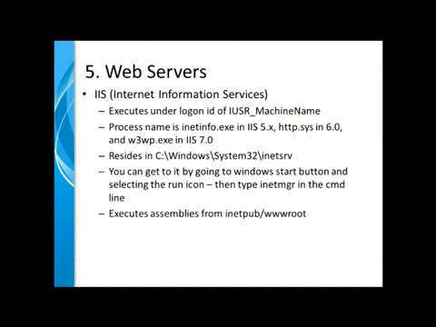And on the production side, when you're looking at Internet Information Services, you execute under a generic logon ID of IUSR machine name, typically, as a default, and the process name is changed for each version of IIS, which makes it confusing. But in 5 it was inetinfo, in 6 it became HTTP.sys, and in 7 it was w3wp, which is the current version. And IIS resides under the Windows folder in System32 in inetsrv.